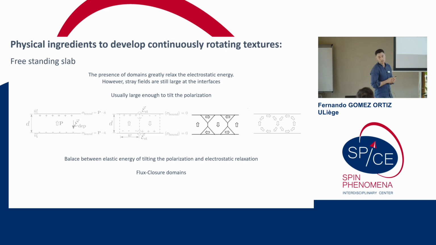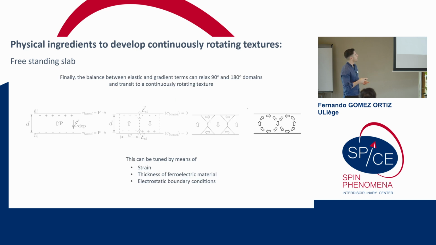So if the system finds a compromise, under appropriate mechanical boundary conditions, between the elastic energy cost that it costs to tilt the polarization and the energy of these 90-degree domain walls, the system can further evolve and show a more continuously rotating polarization. So like this, with the interplay between the electrostatic, the elastic, and gradient energies, we explain the emergence of these polar textures in ferroelectric materials.